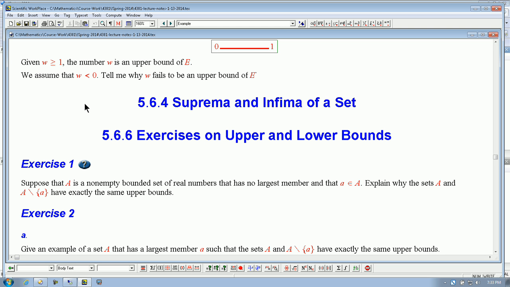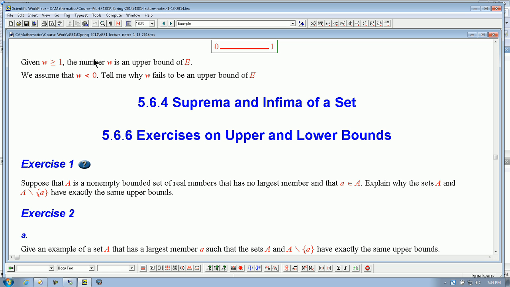Yes, sir? Does W have to be in the set in order to be an upper or lower bound? Like in the previous example, does W have to be outside the set to qualify? If it's outside the set, it couldn't be an upper bound or lower bound. Well, we're talking about upper bound in this particular case. I think you are raising an interesting point, but I haven't quite got there yet.